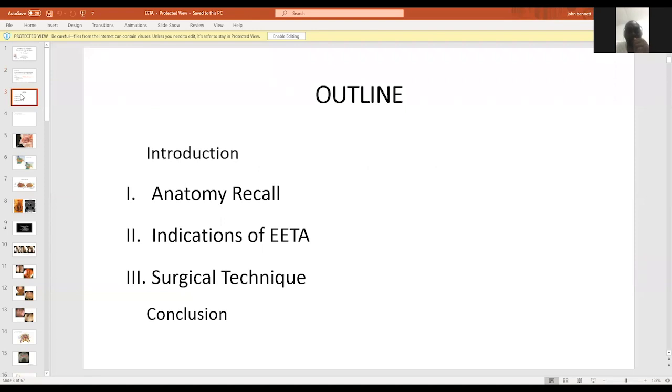Next slide. Okay, so we will go to the anatomy and next to the indications. And we will spend much more time on the surgical technique. Next.